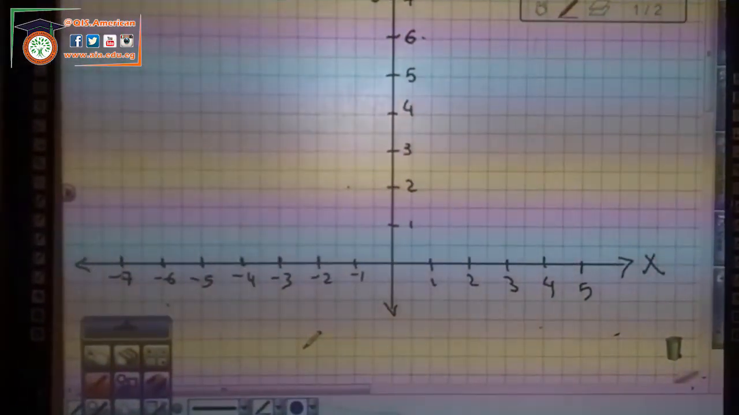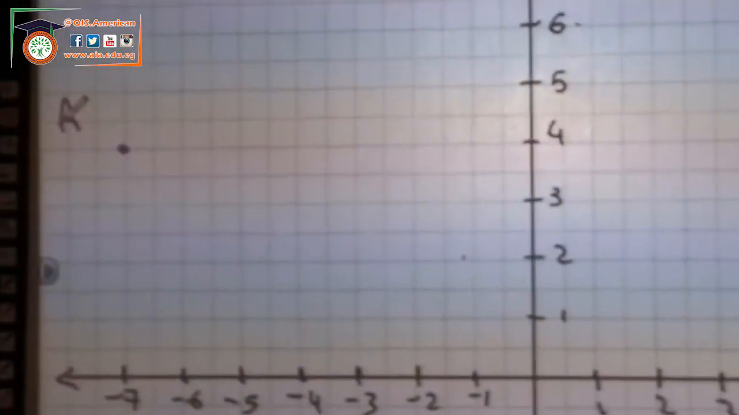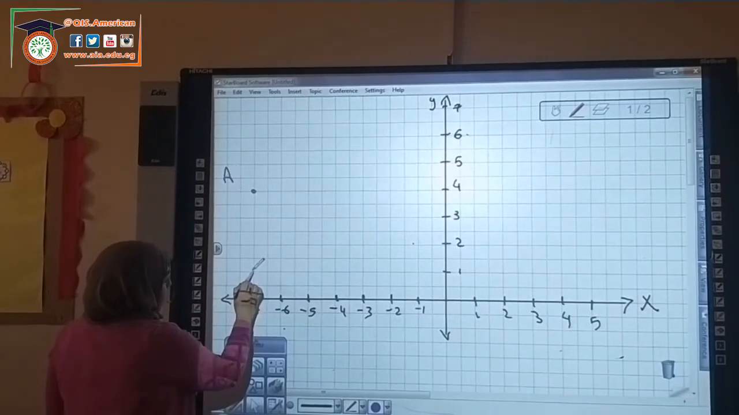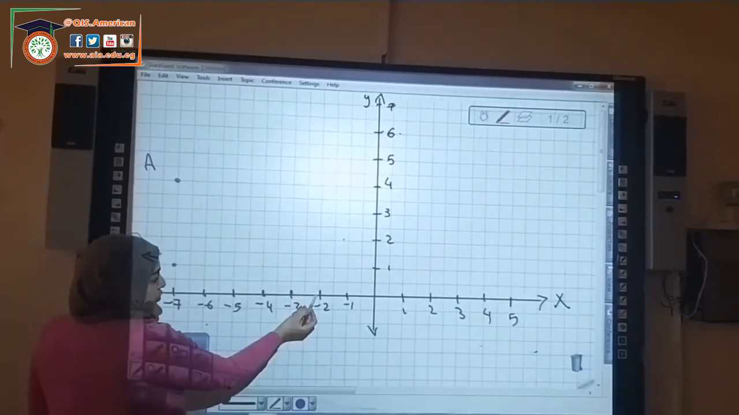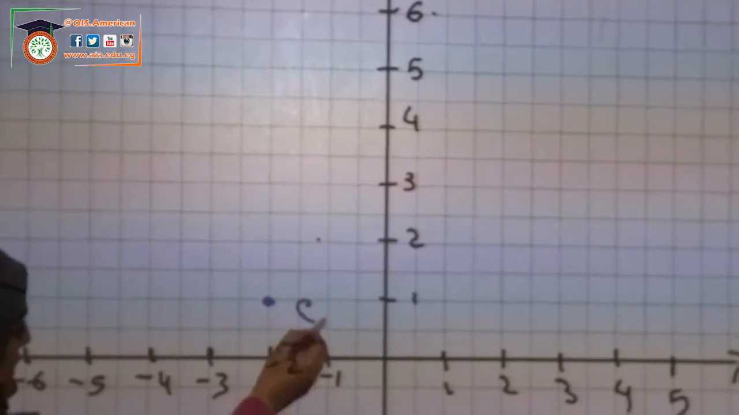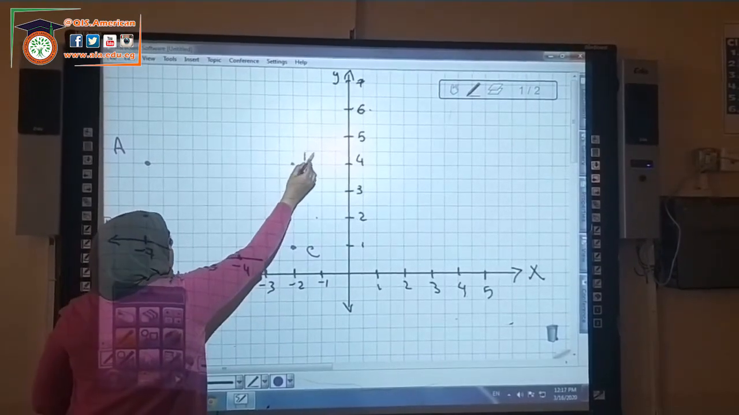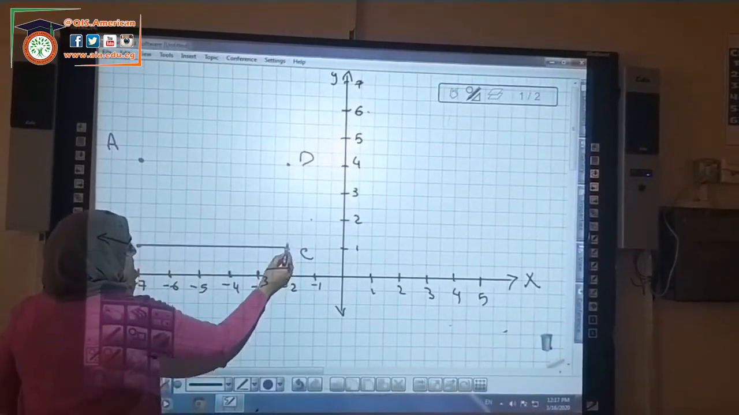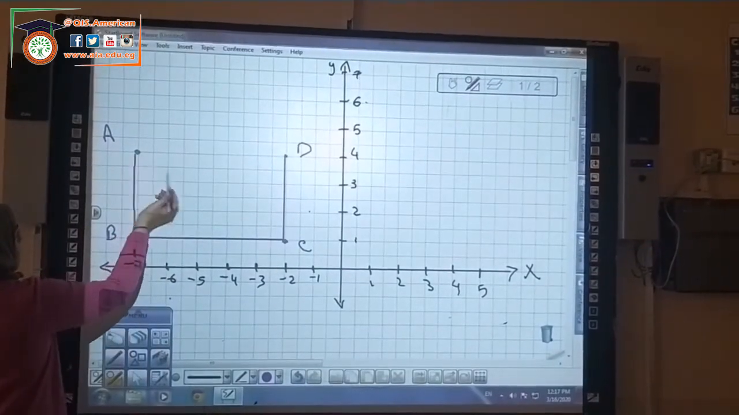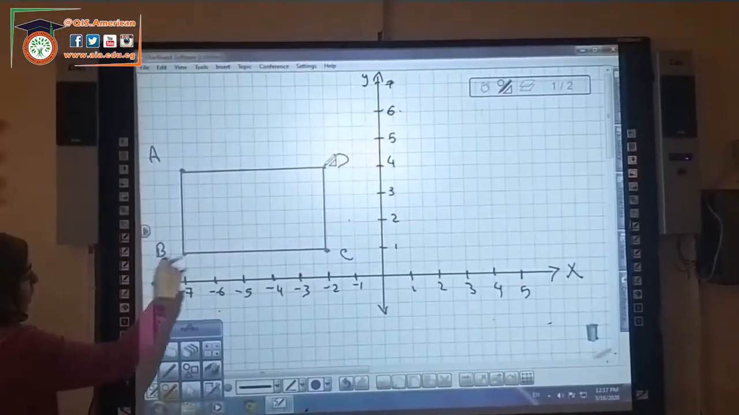Okay, let's plot the first one, which is A. I have negative 7 and 4, so negative 7 on x, I move up till I reach 4. So this is the first point, which is A. Second point, B, negative 7 and 1, negative 7 on x, I move up till I reach 1 on the y. So this is B. C, negative 2 and 1, so negative 2 on x, I move up till I reach 1, and this is C. D, negative 2 and 4, so negative 2, I move up till I reach 4. Here I have D. Now, let's connect them. So I have my rectangle, which is A, B, C, and D.